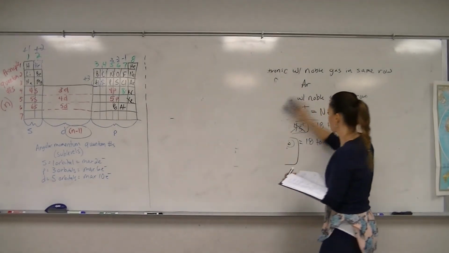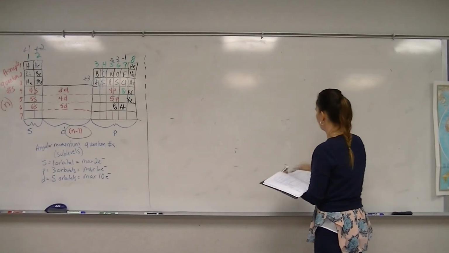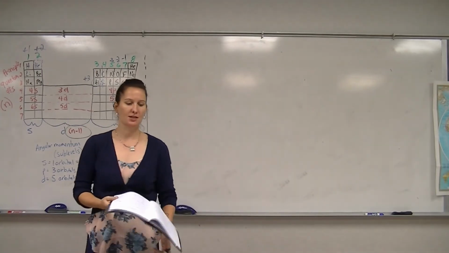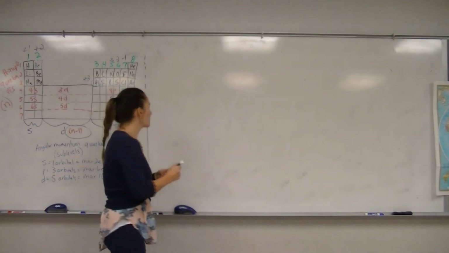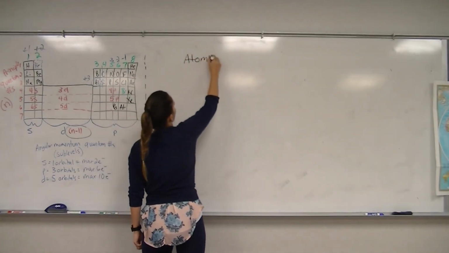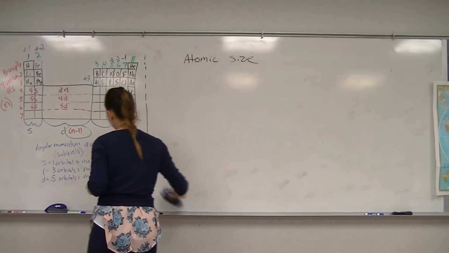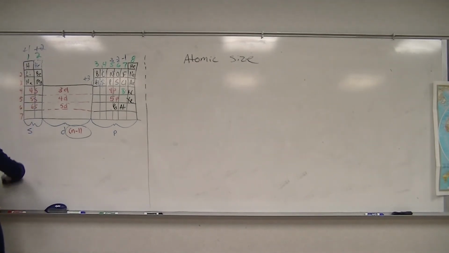Last thing I want to cover are periodic trends. And I'm only going to focus on one of them. There are 4 different ones in the PowerPoints. By all means, look at them. But the one I want you to focus on is atomic size. Clear some room on my periodic table to show that.